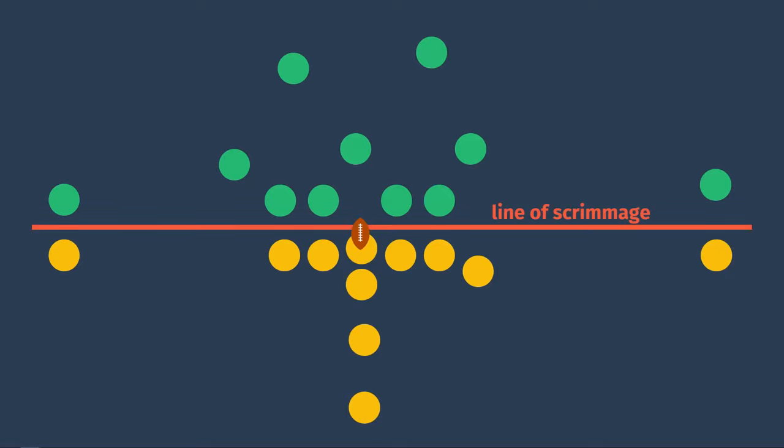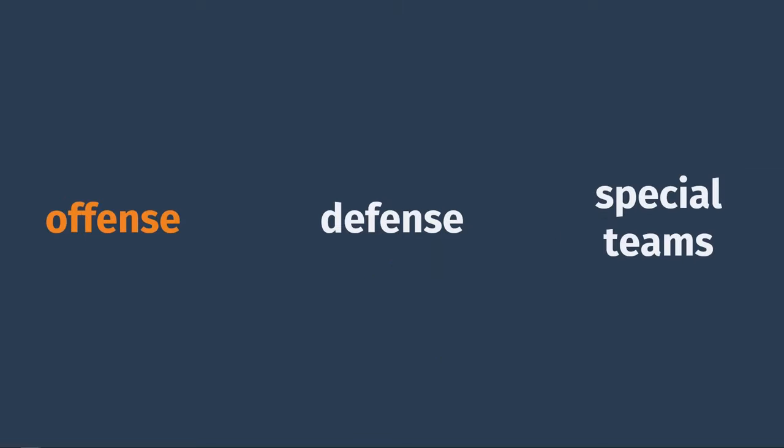Before the ball is snapped, nobody on either team can cross the line of scrimmage. If they do, they're never allowed to play football again in their life. Well, not really, but their team does get a penalty. So offense here, defense here. The offense has the ball, the defense is defending their end zone.